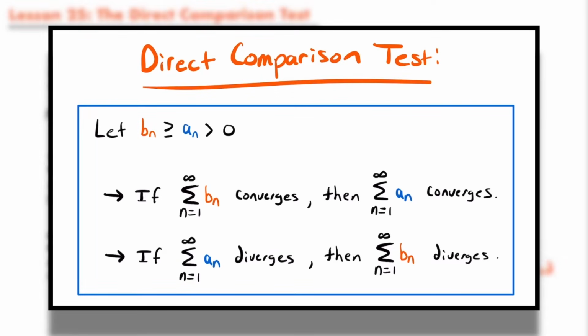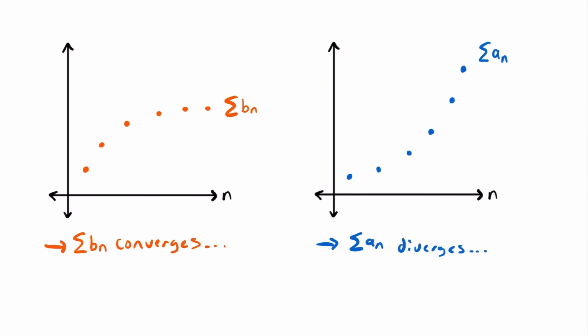All right, and so before we look at some examples of using the direct comparison test, I want to show you visually with a graph why these statements are true, why the direct comparison test works. All right, so here we have two graphs that I want to look at, and we're going to start by looking at this first graph.